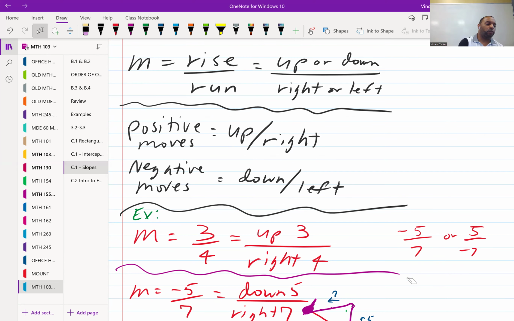First example, if I have a slope of 3/4, that's a +3 over a +4. So it means I would go up 3 and then right 4. Those are two positive moves, two positive numbers. So I'm making two positive moves, so it'll be up and right.